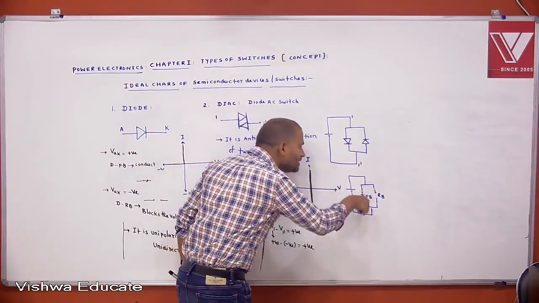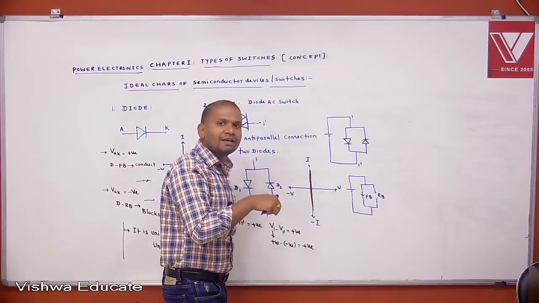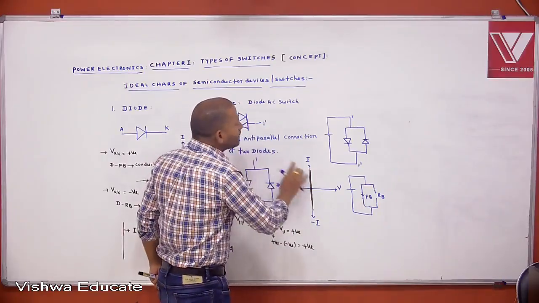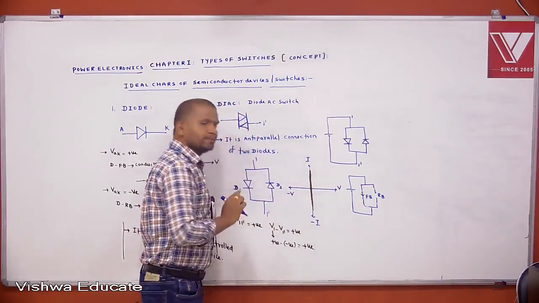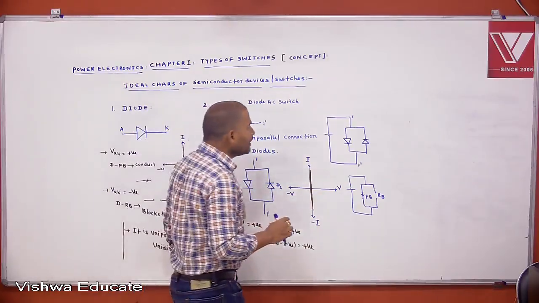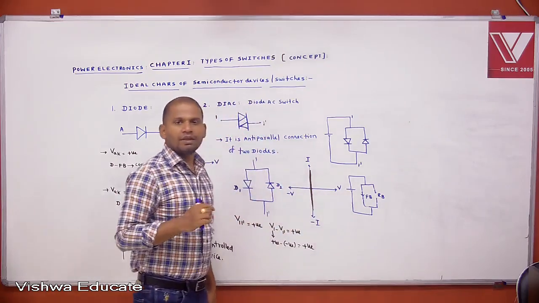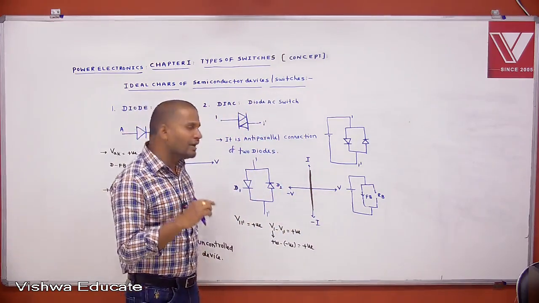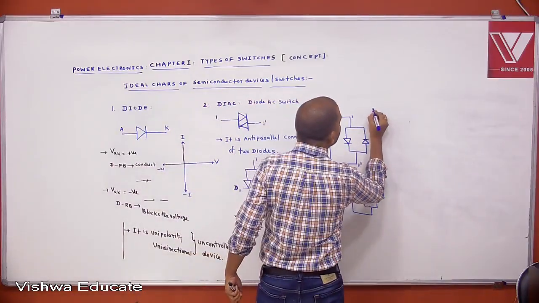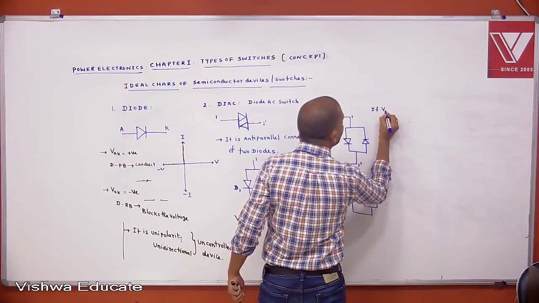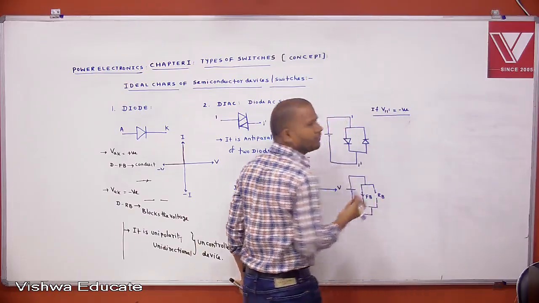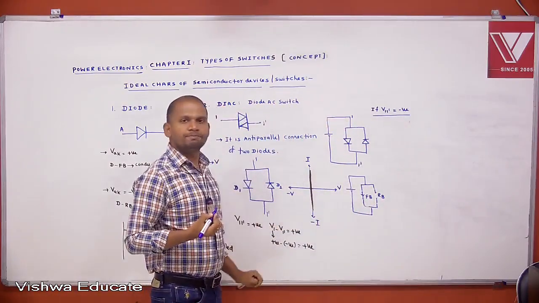The total device is conducting. If one device is conducting, the total device is also conducting. That's why it cannot block the positive voltage, and that's why we don't get any characteristics on this side. For example, if V11 dash is negative, what happens? V11 dash negative means we are applying the negative polarity.